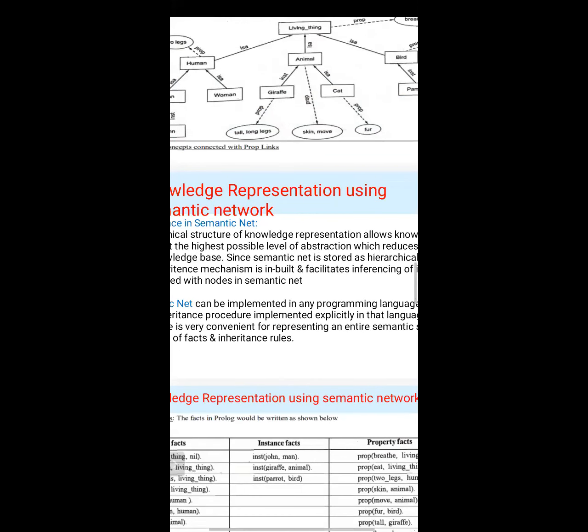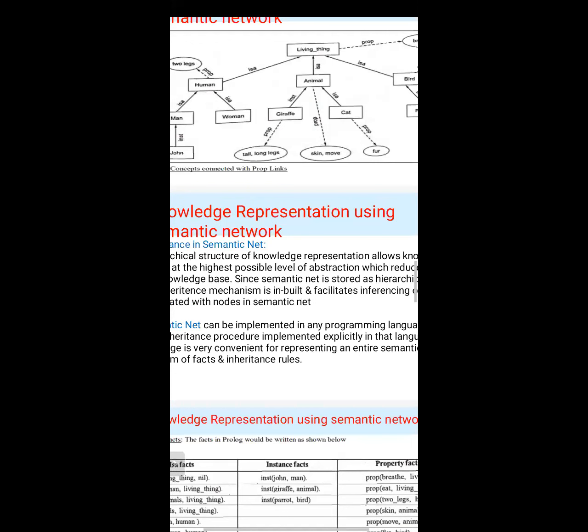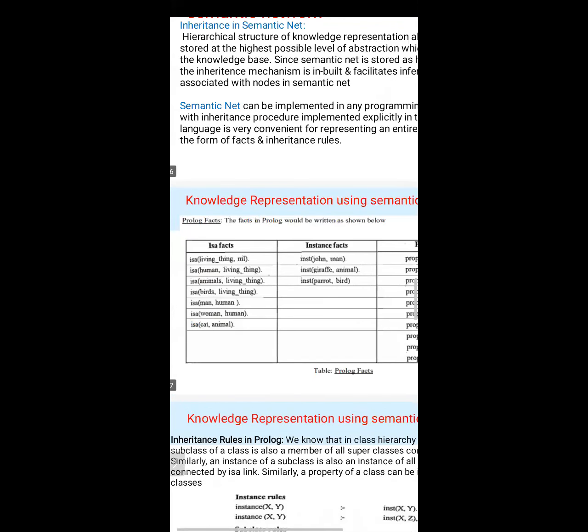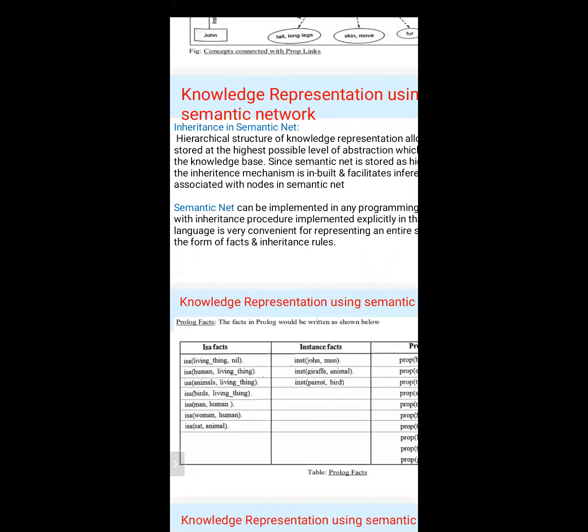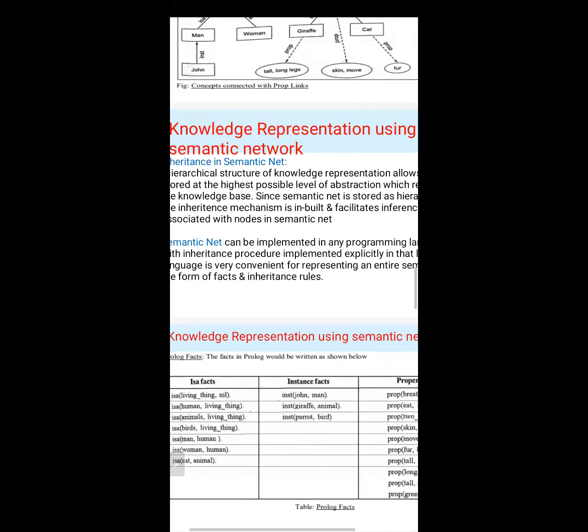isa of living thing, comma, nil. That means none is there, that's why nil. Before living thing there is nothing, that's why I have written it as nil. isa of living thing comma nil means that is the highest possible level of abstraction. That is the first one, so it doesn't come under anything. That's why I have written it as nil.